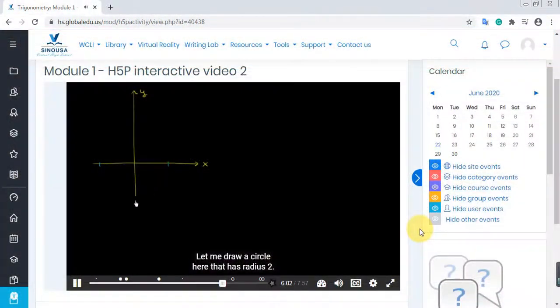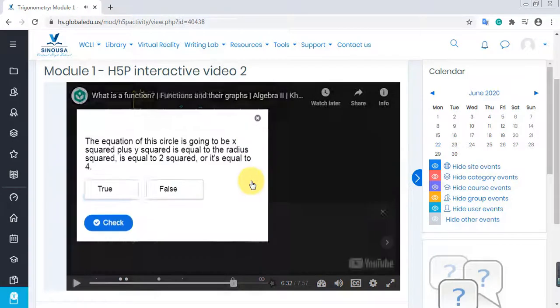Let me draw a circle here that has radius 2. So it's a circle of radius 2. This is negative 2, this is positive 2, this is negative 2. So my circle, it's centered at the origin, it has radius 2, so that's my best attempt at drawing the circle. Let me fill it in. So this is a circle. The equation of this circle is going to be x squared plus y squared is equal to the radius squared, is equal to 2 squared, or it's equal to 4.